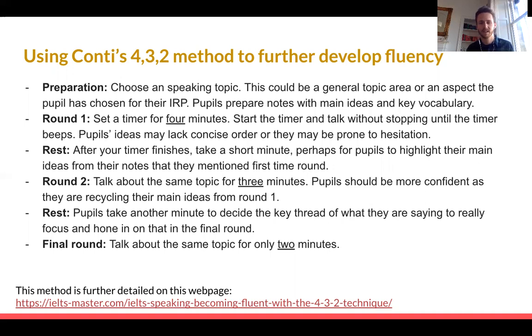Many students, I find, tend to reinvent the wheel when you get to round two, and they start saying a brand new presentation, and that's not the idea. We want them to say the same things, but in a more condensed period of time. So we've gone from 4 minutes to 3 minutes. So it's a good idea when you're in the rest periods to get them to highlight what the key thread of their ideas are. Round two, do it for 3 minutes, have another rest, again, maybe star anything that they missed, star anything that was the key point of their presentation, and then the final round is to talk about the same topic for only 2 minutes.